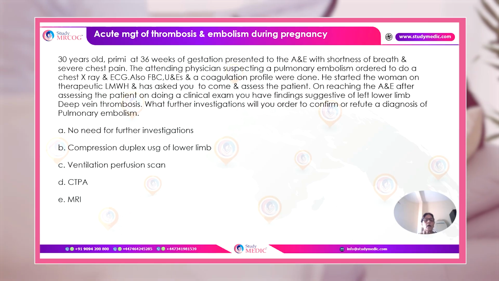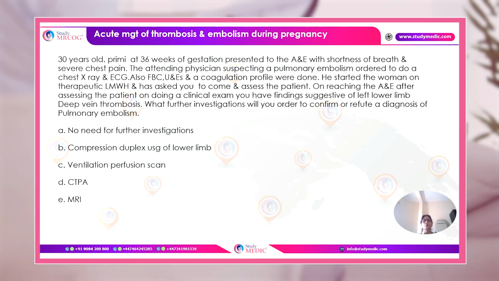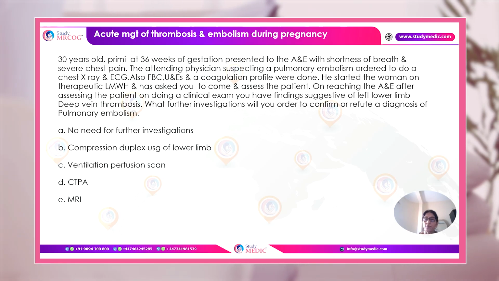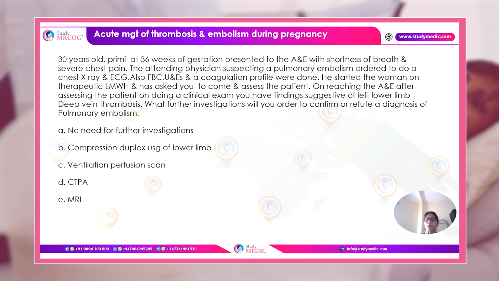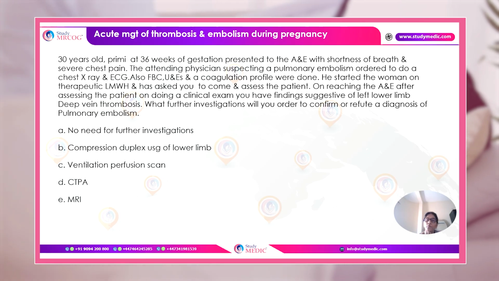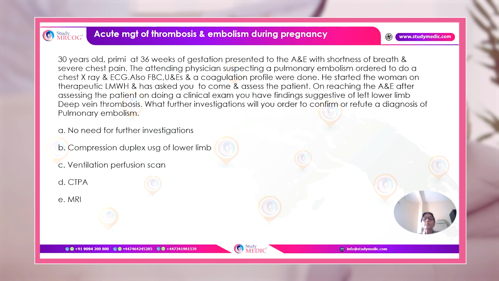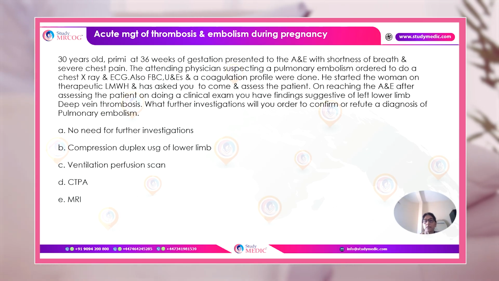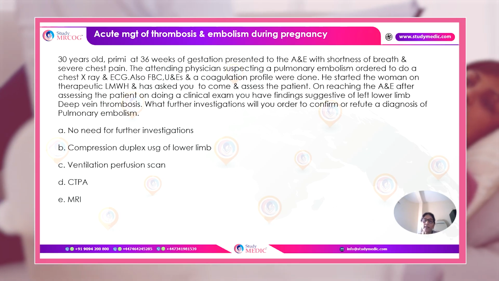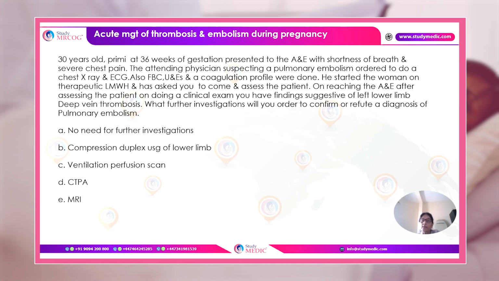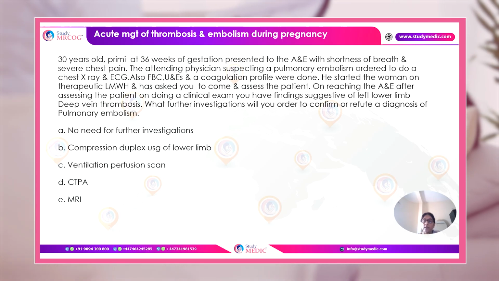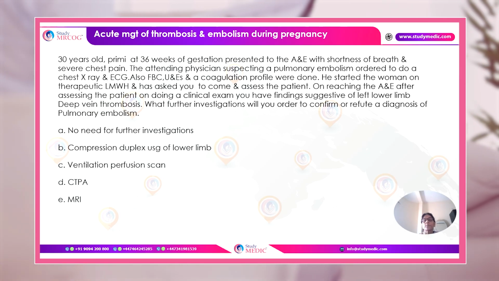Now next, coming to management of acute thrombosis or embolism during pregnancy. So you should be aware of how the woman is presenting, what are the investigations that you would be doing, and what is the next investigation to be done. So before starting low molecular weight heparin, a minimum of chest X-ray, ECG, full blood count, U&Es and coagulation profile has to be done. Only then can you start low molecular weight heparin. And if the woman has signs and symptoms of DVT in her lower limbs, then you will order a compression duplex ultrasound of the lower limb.